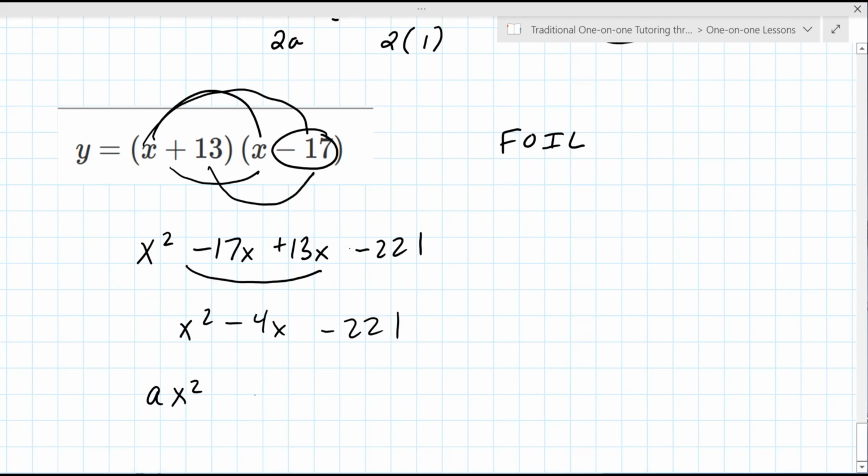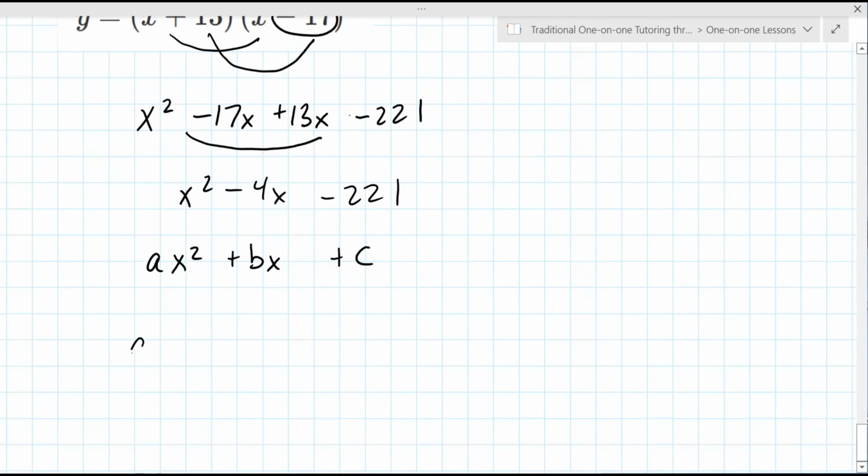Now I'm writing the standard form of a quadratic below it, and you've got to tell me the values of A, B, and C. Now keep in mind, they always take on the operator. So B, for example, would take on this negative sign. C takes on this negative sign. But let's start with A. What is the value of A? 1. How about B? Negative 4x. It's just a number, so no x's. And how about C? Negative 221.